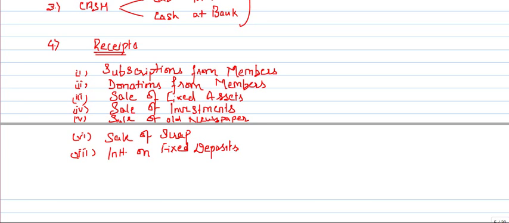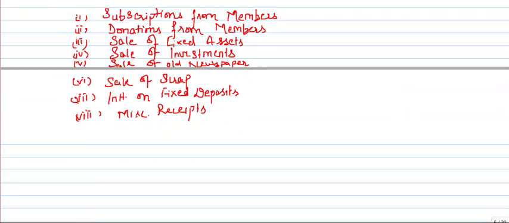These are just a few examples that I have given, right? Anything that is coming into your pocket will have to be recorded here. I can say miscellaneous receipts, right? So anything that is coming into your pocket will have to be recorded in the receipts and payment account. Clear?